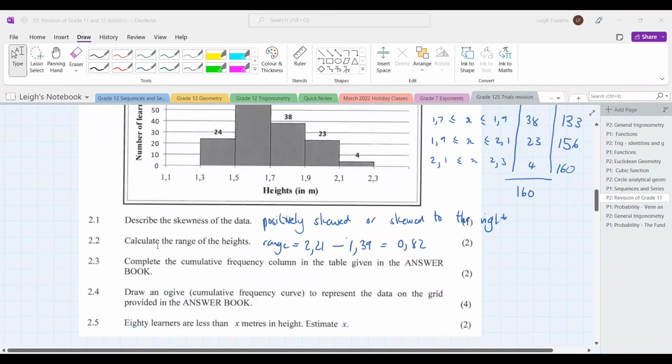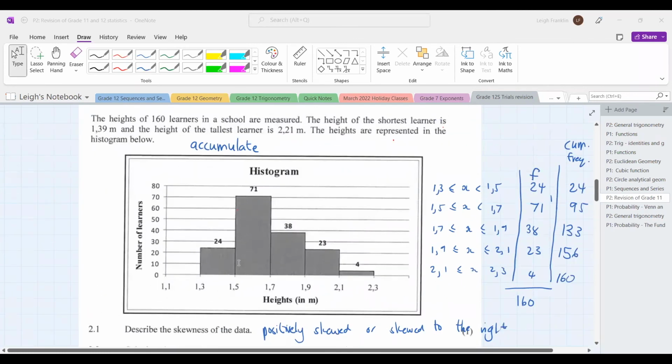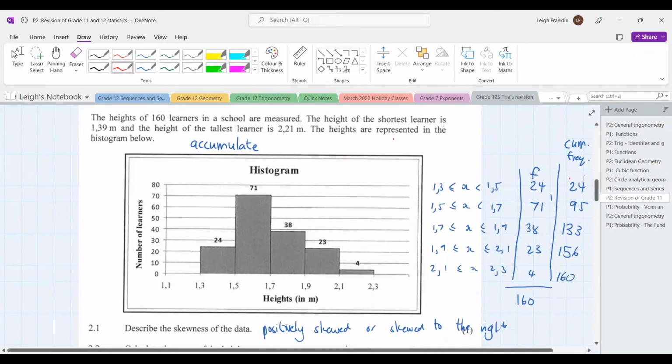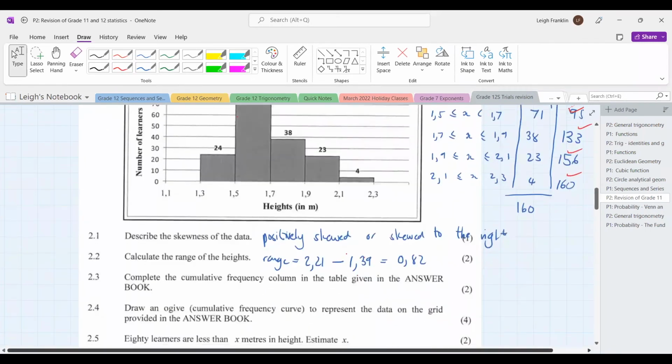Is everybody happy with that? So that's how we would have done 2.2. So the answers that they would have been looking at would have been the 24, the 95, the 133, the 156, and the 160. Okay. Now we have to draw an ogive.